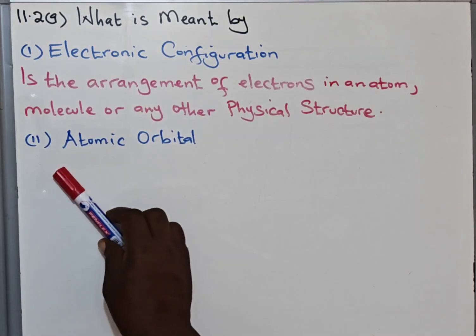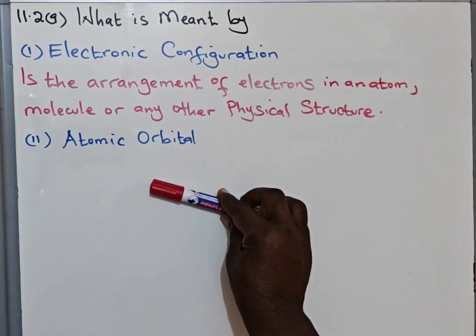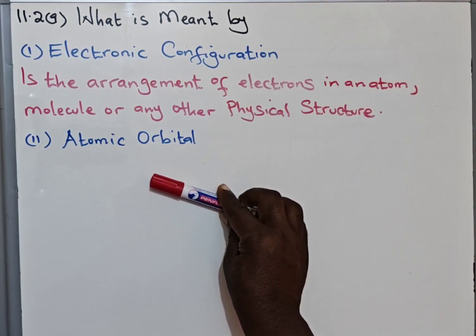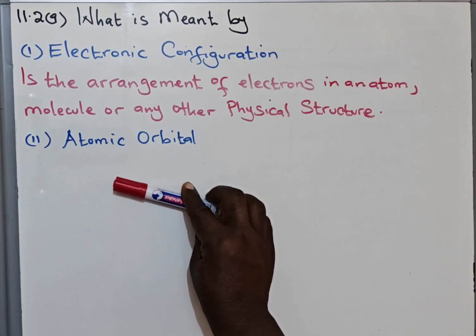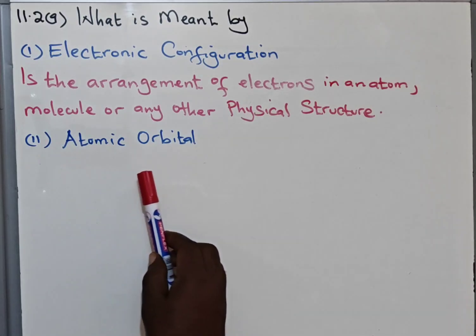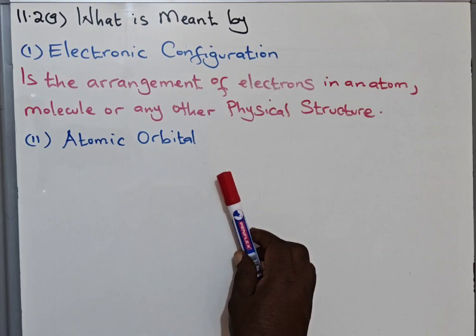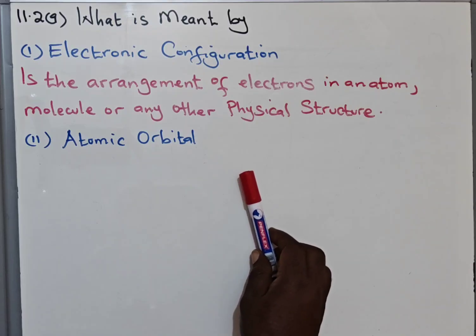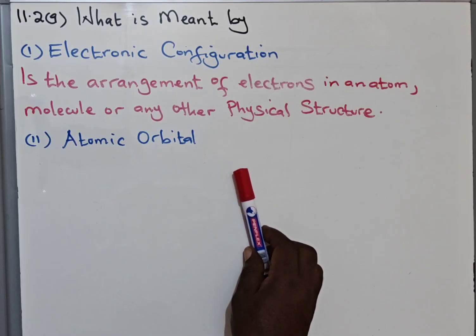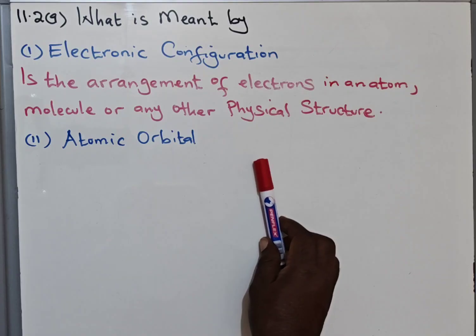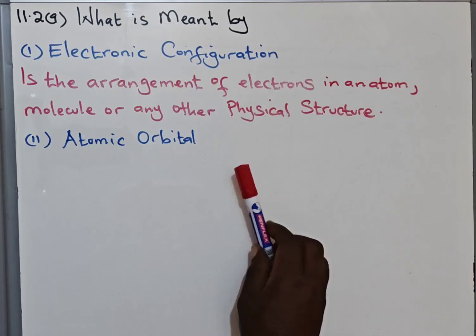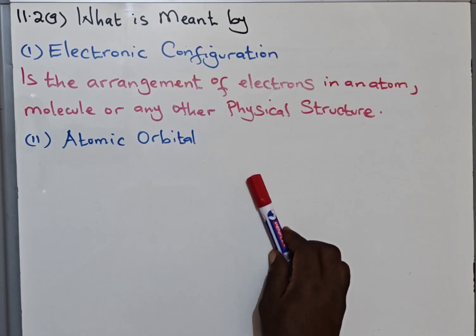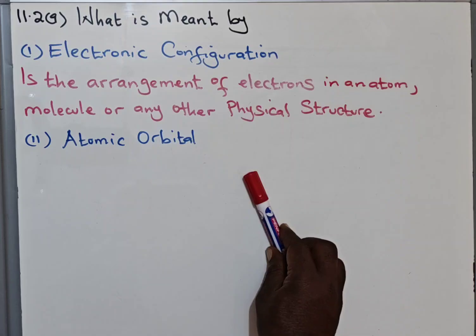Then we come to atomic orbital. What is an atomic orbital? This is a region around an atom in which the probability of finding an electron is very high, or the region around an atom where there is a very high chance of finding an electron.